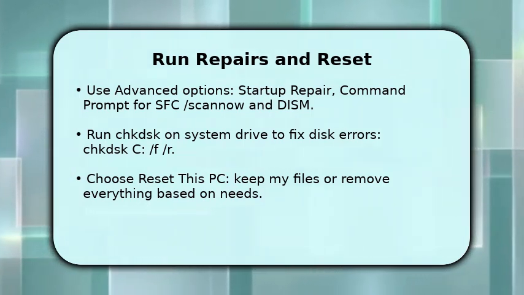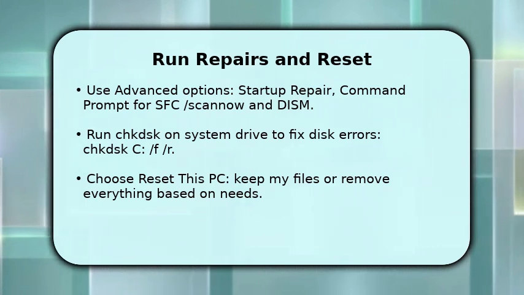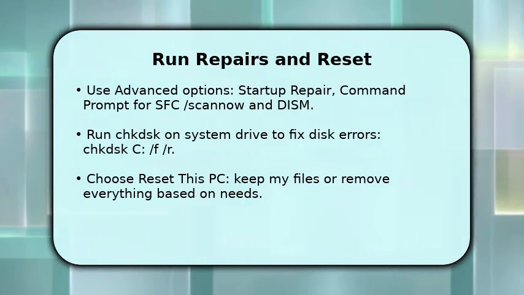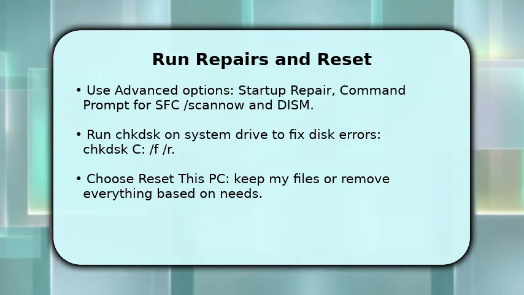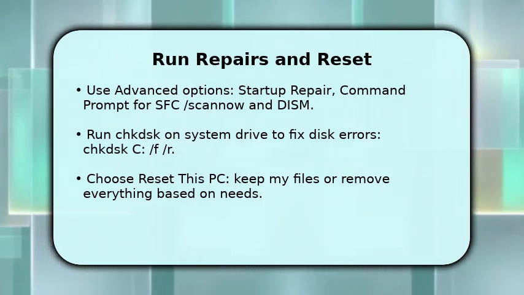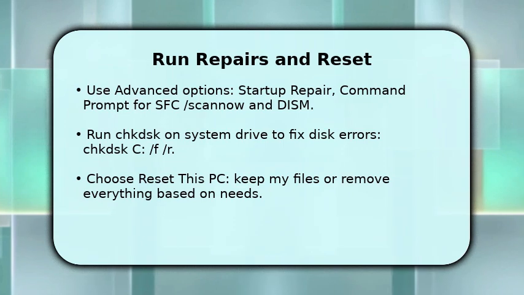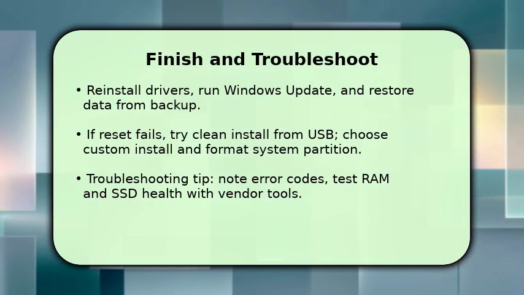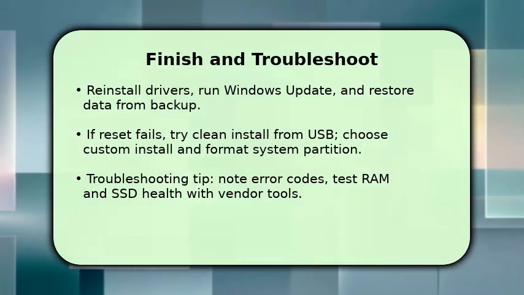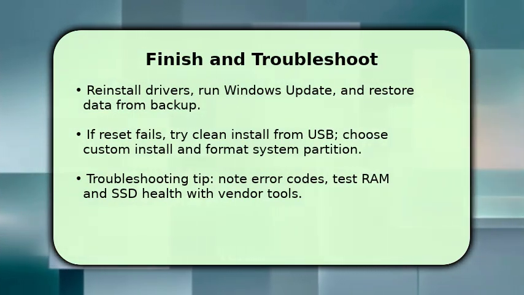When file checks complete, choose Reset this PC and pick Keep My Files or Remove Everything. Make sure to follow prompts and wait. Interrupting can leave the system unbootable. You finish by reinstalling drivers and running Windows Update so stability returns, then restore your backed up data.